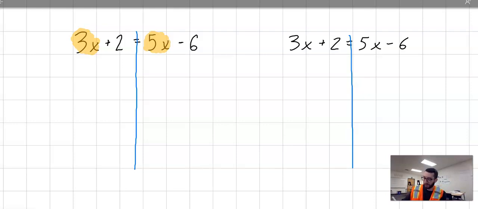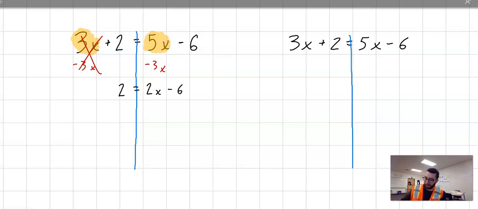When you move something from one side of the equal sign to the other, you do the inverse operation, or the opposite. So that's a positive 3x, so I just do minus 3x on both sides. That cancels out. I still have 2 equals 5x minus 3x is 2x, and I still have minus 6.